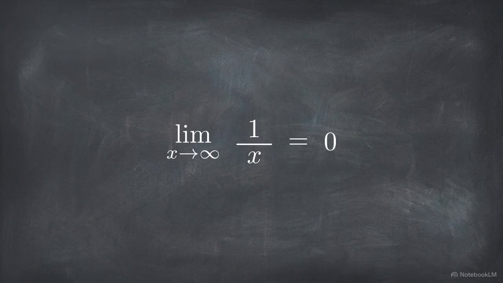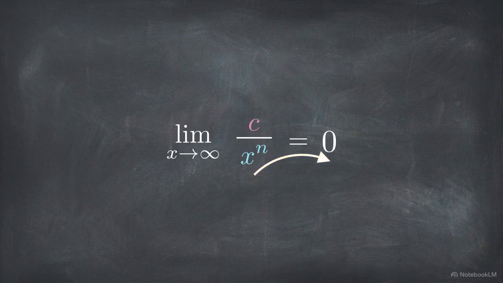As the denominator of the fraction gets infinitely large, while the numerator stays constant, the value of the entire expression approaches zero. This behavior applies to any constant divided by x raised to a positive power. As x heads toward infinity, the fraction vanishes, becoming a zero term in our equation.